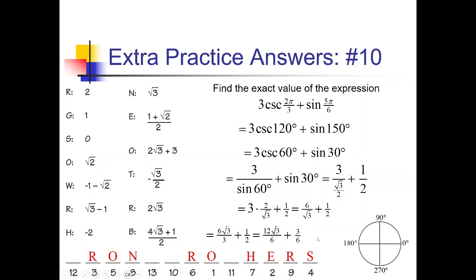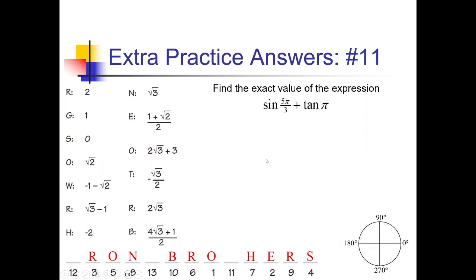Before I do that, because I'm kind of out of space though, at the same time I'm going to reduce everything by 3. So 12 radical 3 reduced by 3 is really 4 radical 3. 3 reduced by 3 is really a plus 1. And 6 reduced by 3 is really a 2. So instead of writing 12 root 3 plus 3 over 6, I just reduced everything by 3. And I'm hoping that's an answer. It looks like it is. That's B. So after all that, I get B for 10.